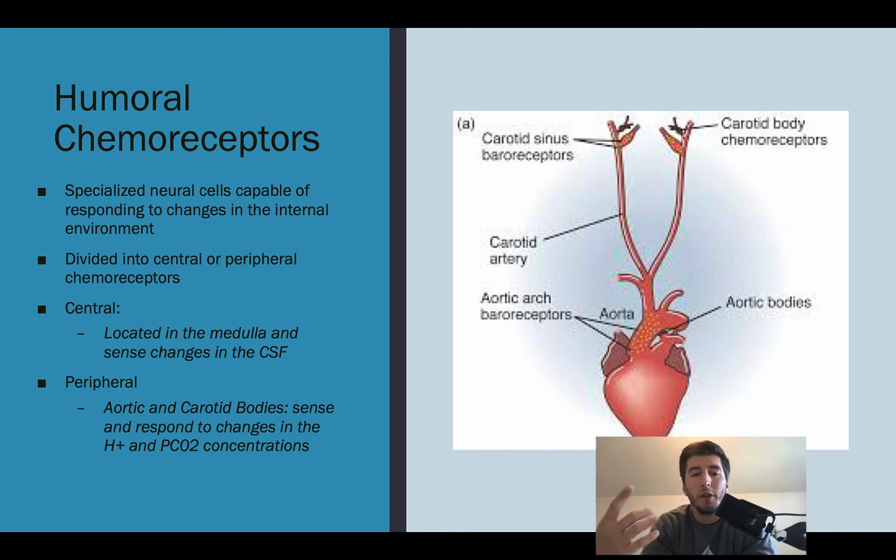Now the other one is going to be the aortic bodies. These are going to sit in the aorta, and now the aorta is going to be responsible for pumping blood to the rest of the body. And it's important to know how much oxygen is being pumped to the body. And since it's coming out of the heart and straight through the aorta, it's a great chance to be grabbing chemical messengers about what is going on in the body for the brain.